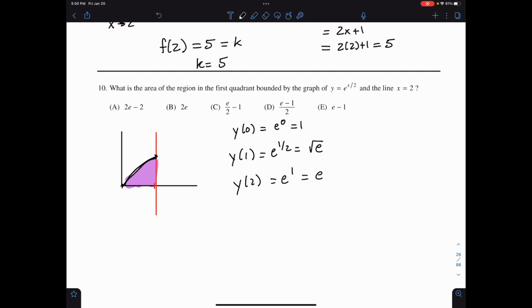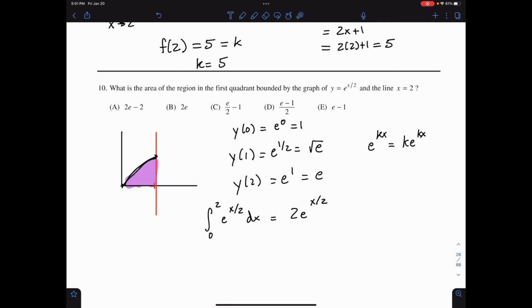So now that means that to solve this, we need to find the integral from 0 to 2 of e to the x over 2 dx. So now to integrate this equation, we remember that sometimes it helps to think of the derivative. So the derivative of e to the kx is equal to k e to the kx. So we now have e to the x over 2. So the integral of this just happens to be 2e to the x over 2.